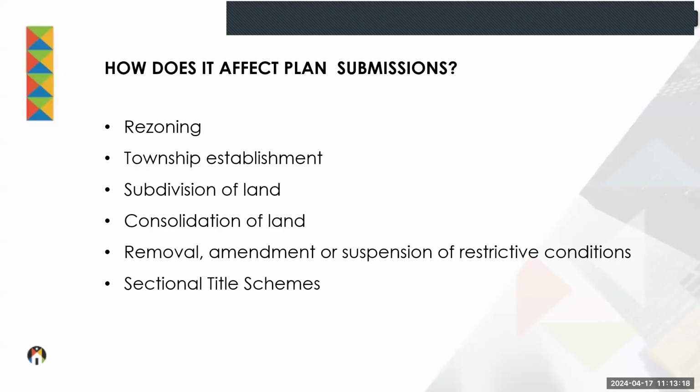I've mentioned previously, if there was a restriction on a title deed, you had to apply to the administrator of the province in the old area to have those restrictive conditions removed. Now it falls under, or it's part of, the duty of the local authority. And then also the sectional title schemes, not the establishment of that, but basically the approval of that and the restrictions imposed on that, etc.